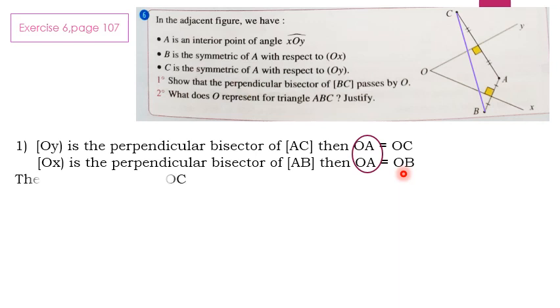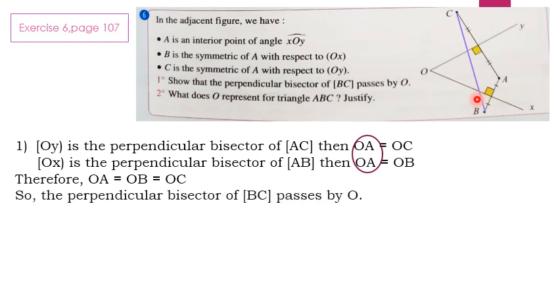This means that OB equals OC, and O is a point equidistant from the two extremities of the segment BC. OB equal to OC. This means that O belongs to the perpendicular bisector of segment BC. Okay, it's easy, but we have to pay attention well.